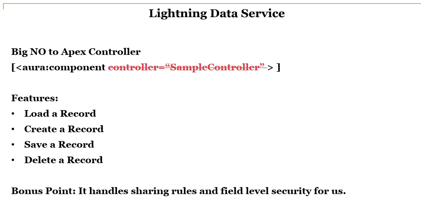Apart from these features, we also have another awesome feature of Lightning Data Service: it handles sharing rules and field level security for us. You do not have to worry about whether the user is seeing access which they do not have. You do not have to worry about all those rules, or anything related to sharing, because the framework does everything for us with this Lightning Data Service.